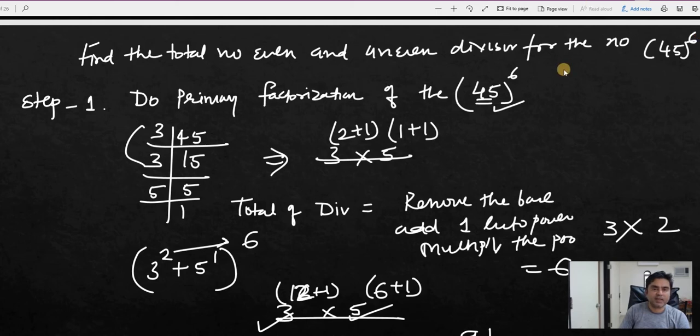Now the total number of even divisors. Here there is no base 2. There is no base 2, so the total number of even divisors is 0. And the total number of uneven divisors is 13 into 7, so it is 91. So here we are ending part 1 of the number system.